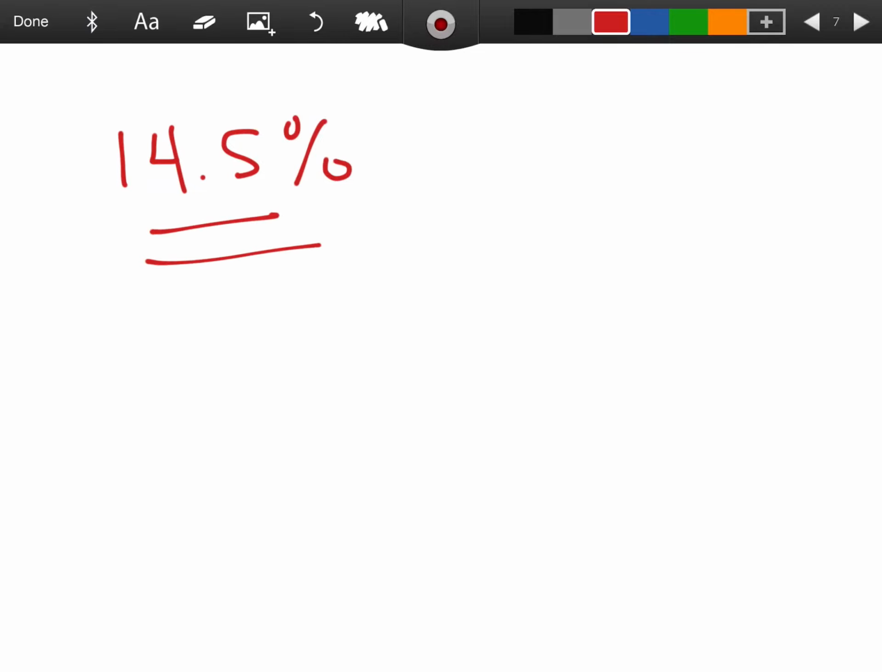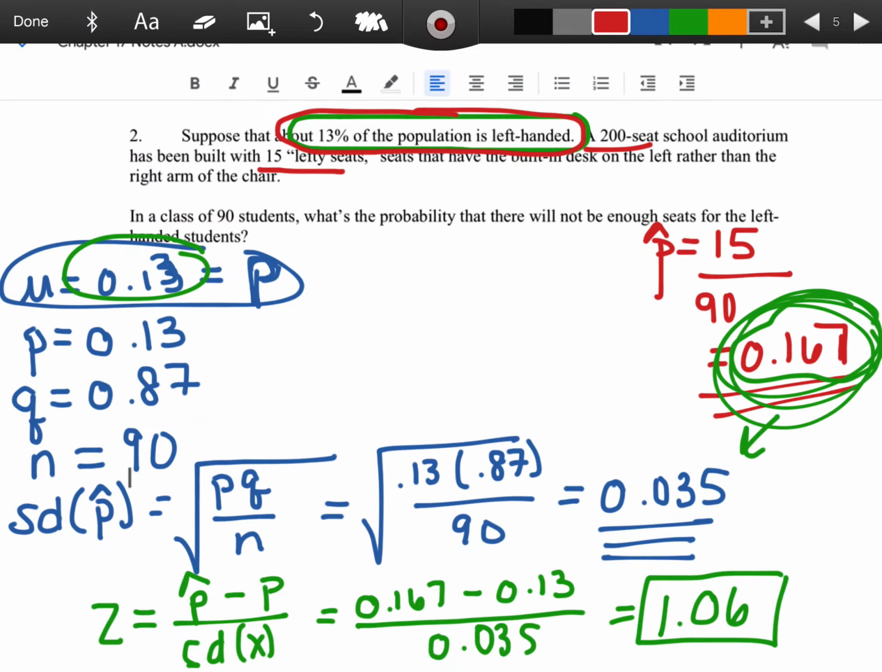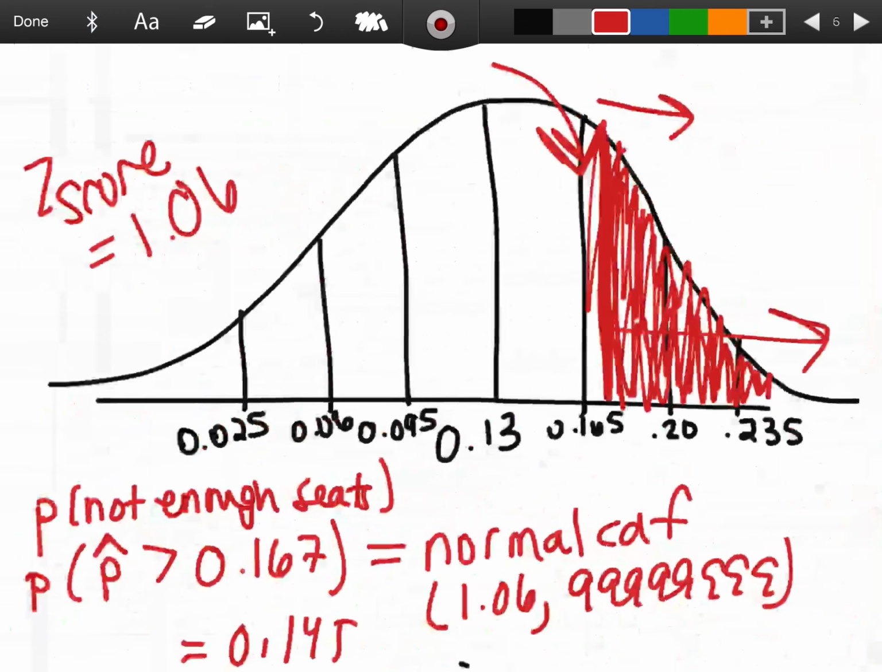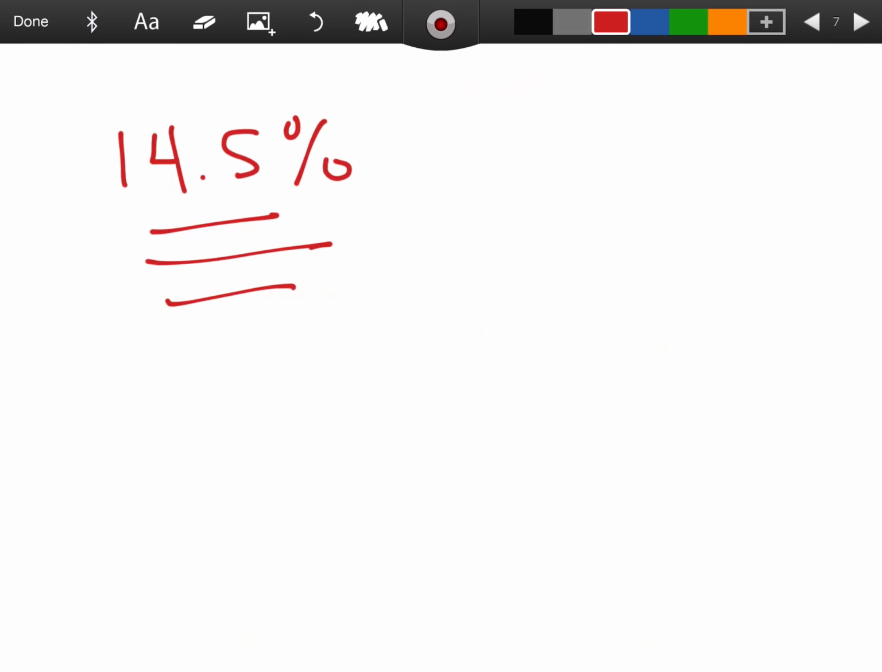So what did I just find? I found the question again here stated, what is the probability there will not be enough seats for the left-handed students? In this situation, if I have 90 students, I have 15 left-handed desks, and on average 13% of my students are left-handed. There's about a 14.5% chance that I do not have enough desks for my left-handed students.